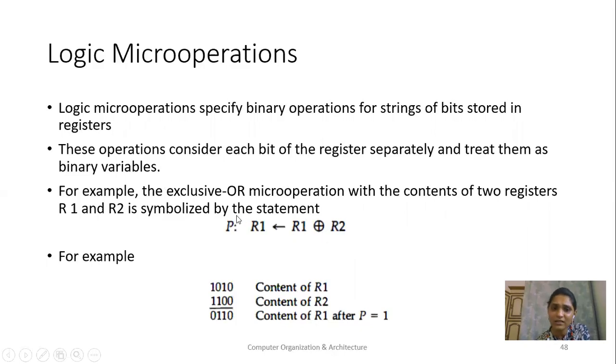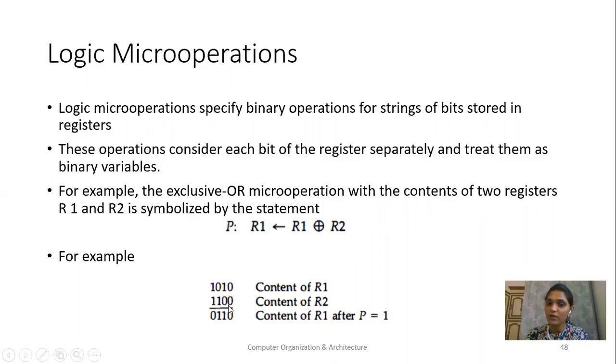But here we can also use a condition, as we discussed in the first session: if your condition P is fulfilled, then and only then this transfer will take place. Otherwise, this transfer will not take place. So whenever P is 1, the content of R1 will be the XORing of R1 and R2.